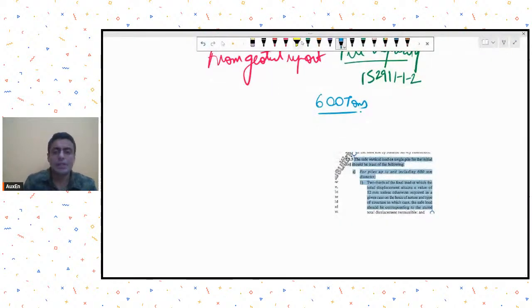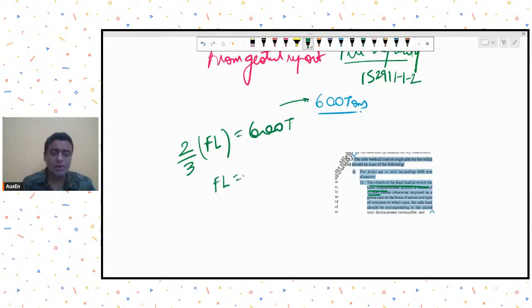So what that effectively means, that this safe pile capacity is 600 tons that my geotechnical report gave me. That is basically the two-thirds of the final load at which the total displacement attains a value of 12 mm. So two-thirds of some final load is equal to 600 tons. Are you with me so far? So that means what must have been the final load? So you do 1.5 into 600, so 900 tons.